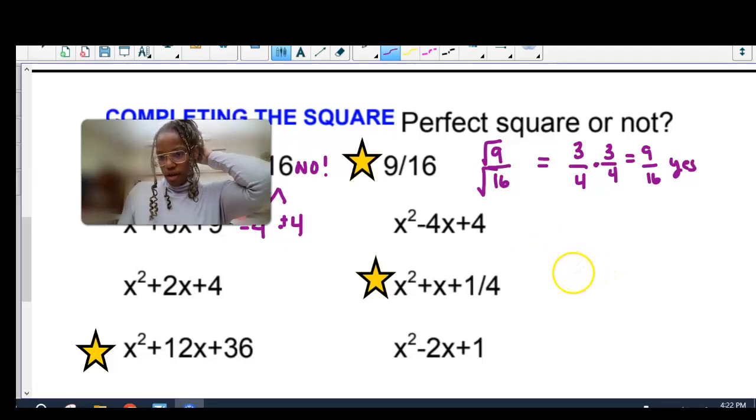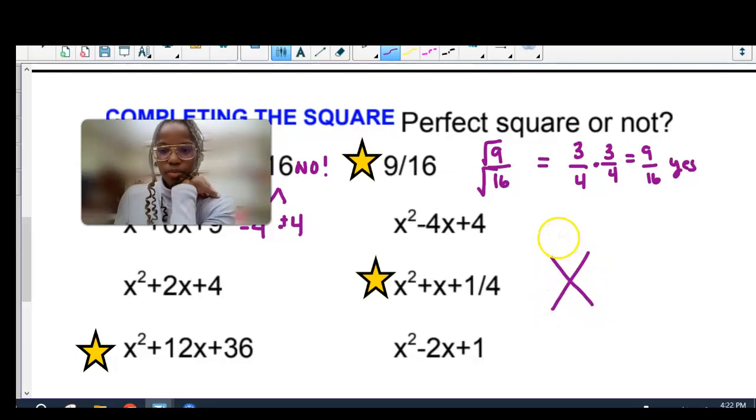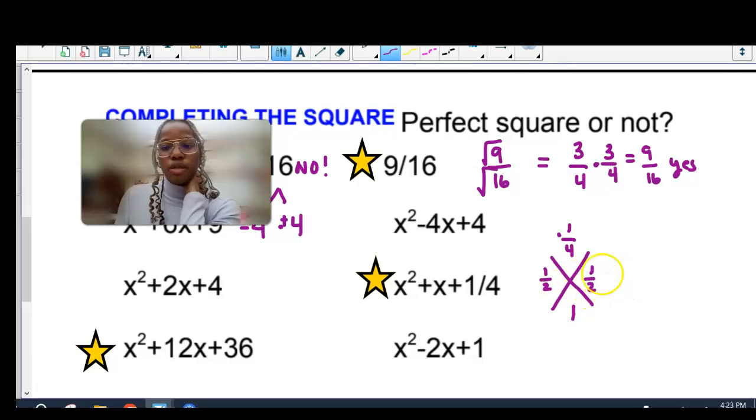And then over here, you think about it as factoring: what two numbers multiply to 1 over 4 but add to positive 1? When I think of two numbers that add to positive 1, I think of a half plus a half. So a half plus a half gives me 1. And if I do 1/2 times 1/2, I get 1 over 4, because you do 1 times 1, 2 times 2. So yes, this is going to be a perfect square.